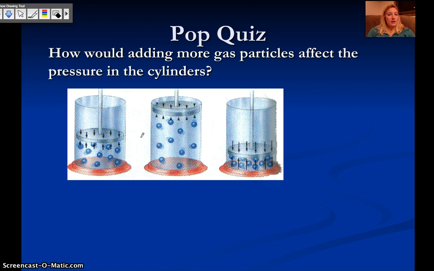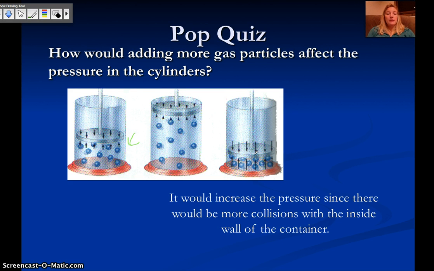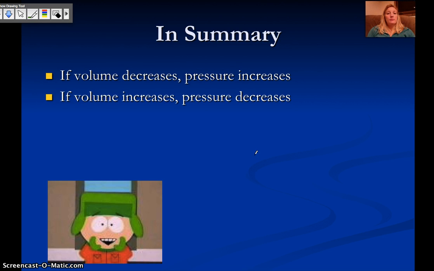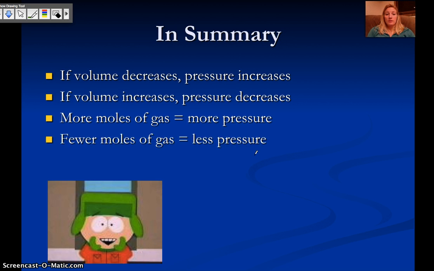Pop quiz on this one. How would adding more gas particles affect the pressure in the cylinders? Again, it's all starting out with the same amount, but they're at different volumes. What's going to happen when we add more? Well, obviously it would increase the pressure because we're increasing the collisions with the sides of the container. So, in summary of that, if volume decreases, pressure increases. If volume increases, pressure decreases. More moles of gas equal more pressure, and fewer moles of gas equal less pressure.